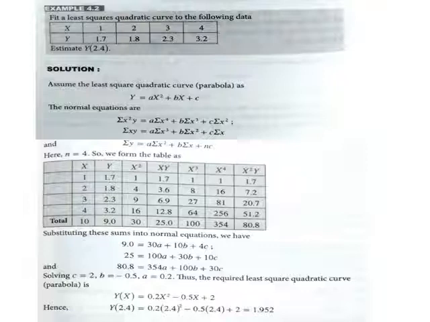Again, let us take the next example. Fit a least square quadratic curve. Quadratic curve means again a parabola. So here we assume ax square plus bx plus c. In this assumption, a is with x square, b is with x, and c is a constant. So the normal equations you will raise.